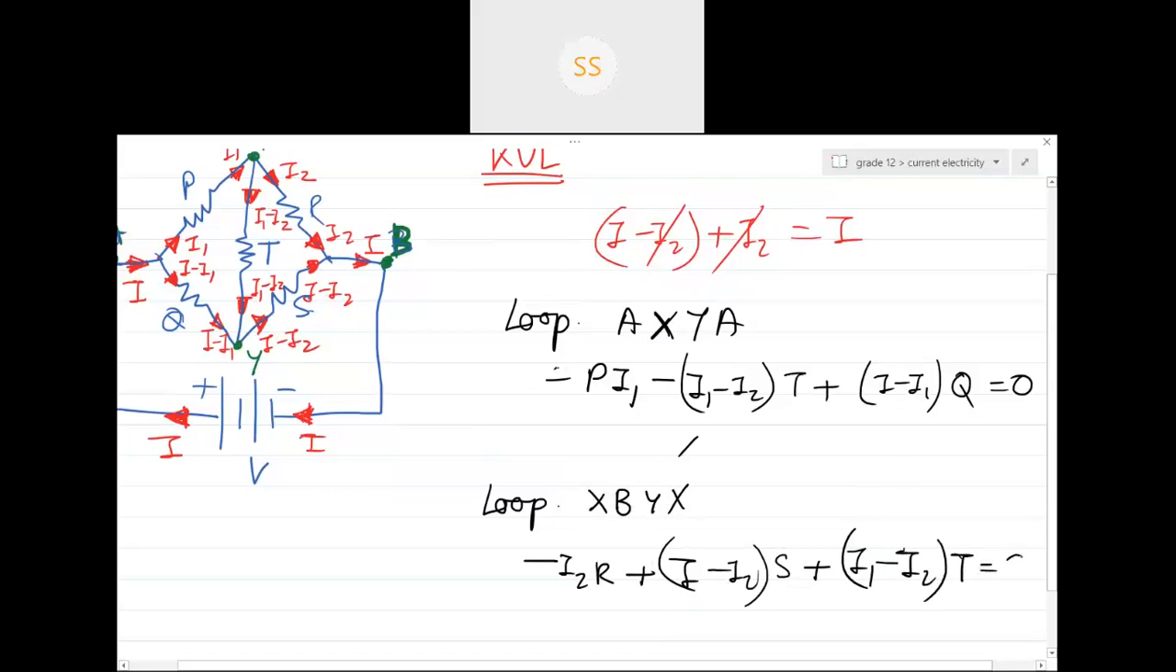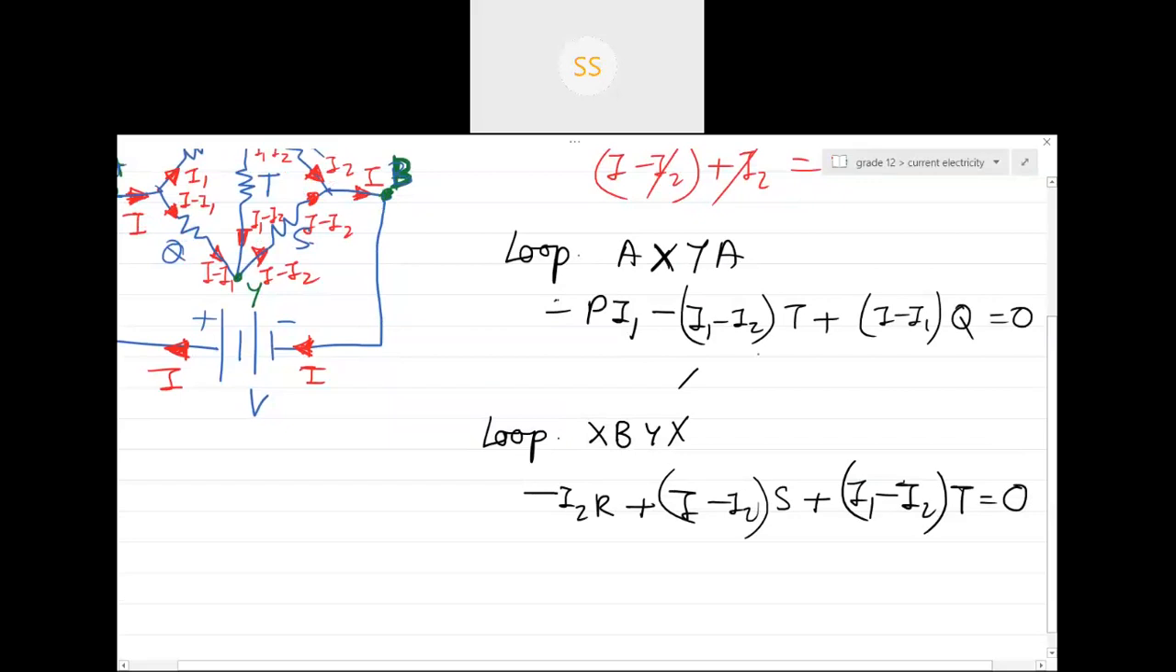T equals T. Yes or no? Yes, sir. Can you tell me what this is? Solve, collect all the terms. But here there is I also, I1 also, I2 also. So I want the term for I, I want the term for I1, and I want the term for I2.